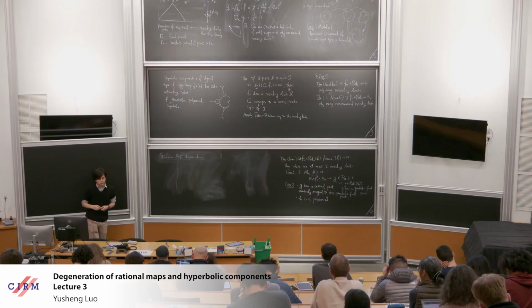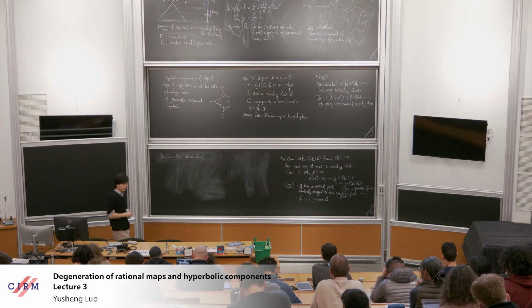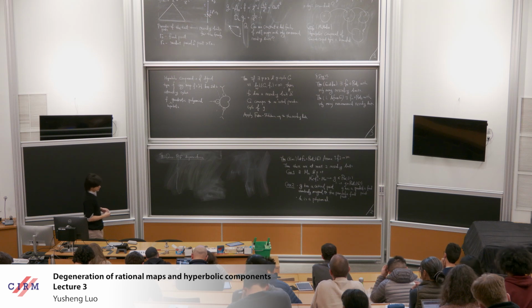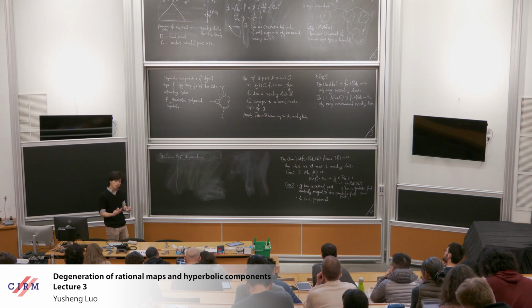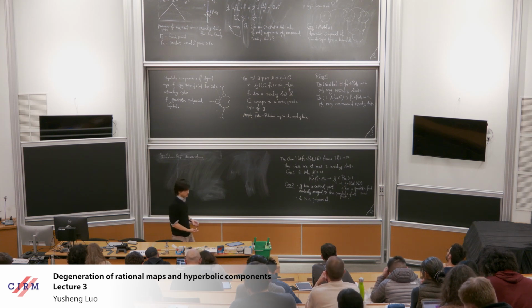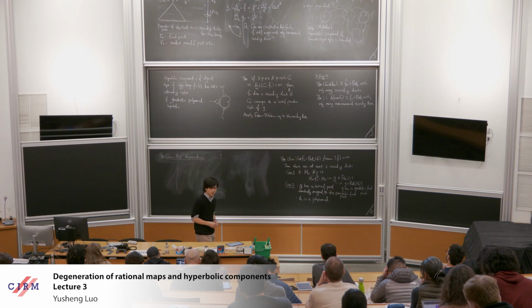I want to talk about this thing called a quasi-PCF degeneration. As mentioned in Sabya's talk, these hyperbolic components are essentially modeled by Blaschke products. So I want to first discuss these quasi-PCF degenerations for Blaschke products.